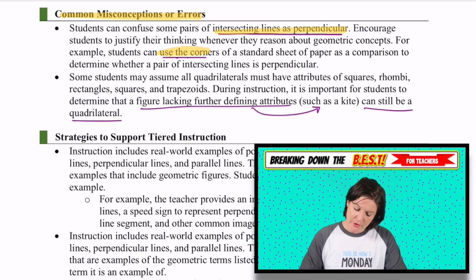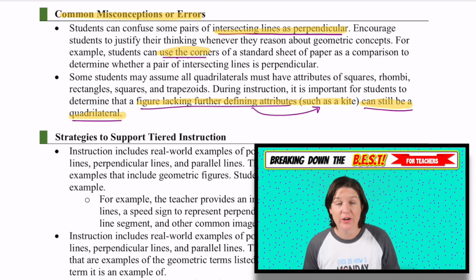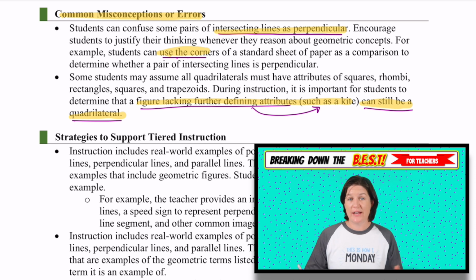Right? And then we've got figures that might not fall into any other category. A figure like a kite, for instance, is still considered a quadrilateral, even though it might not have 1 pair of parallel sides or 2 or right angles or something like that. It won't be classified further.